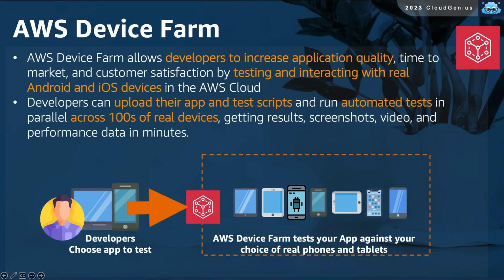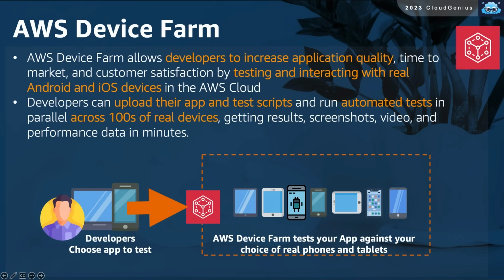AWS Device Farm is a fully managed testing service by Amazon Web Services that helps developers ensure the quality and compatibility of their mobile and web applications across various devices and operating systems. With AWS Device Farm, developers can run automated tests on a vast selection of real devices, including smartphones and tablets, as well as virtual devices in the cloud.